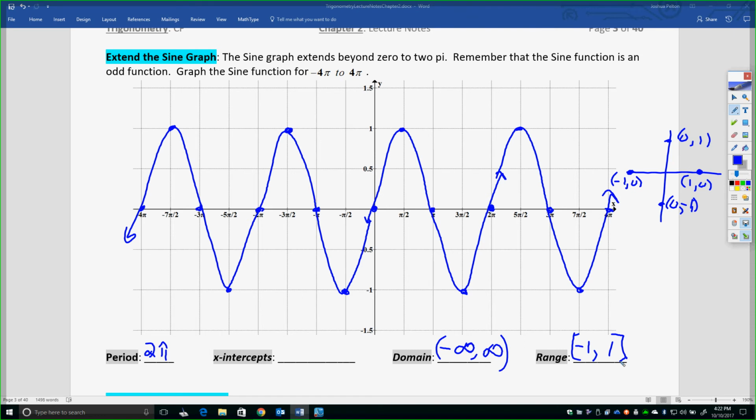So if you look at the intercepts, they're every whole value of pi. So 1 pi, 2 pi, 3 pi, 4 pi, negative 1 pi, negative 2 pi, negative 3 pi, negative 4 pi. So basically, the x-intercepts are n pi, comma 0, where n is any integer. Okay, so that's the basis for the sine. Now let's do the cosine.